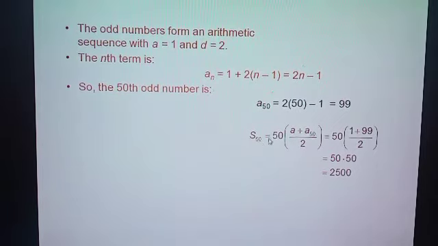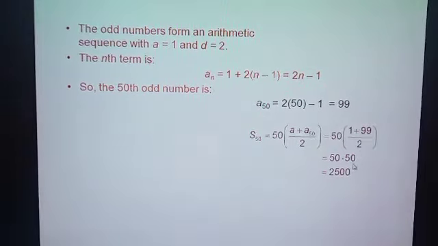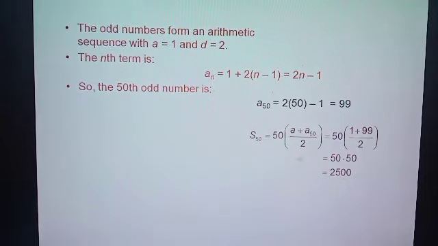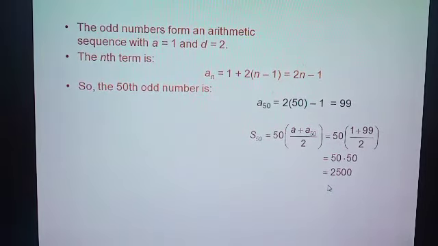Sn is equal to n into a plus an by 2. In that you substitute. So n is 50, a is 1 and a50 is 99 by 2. So 1 plus 99 is 100, 100 by 2 is 50. 50 into 50 is 2500. So if you add the first 50 odd numbers, then you will get the sum as 2500.